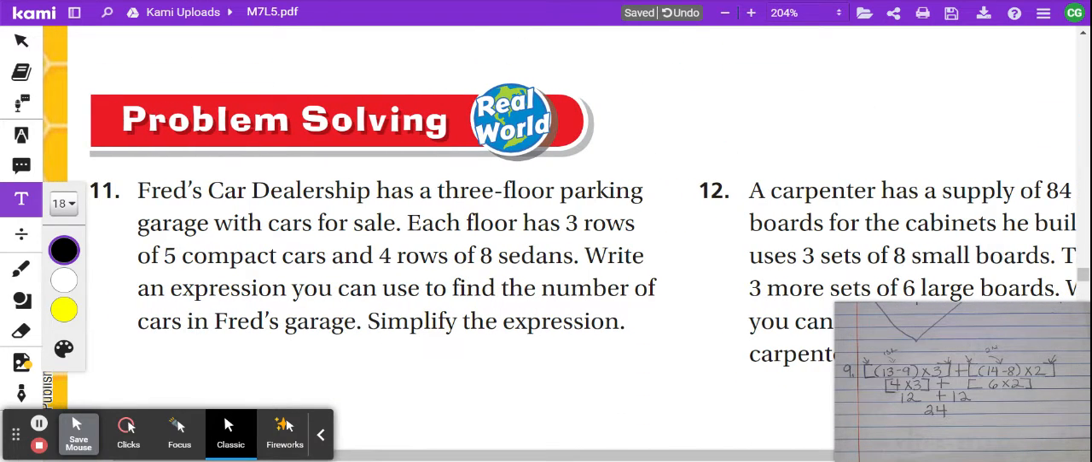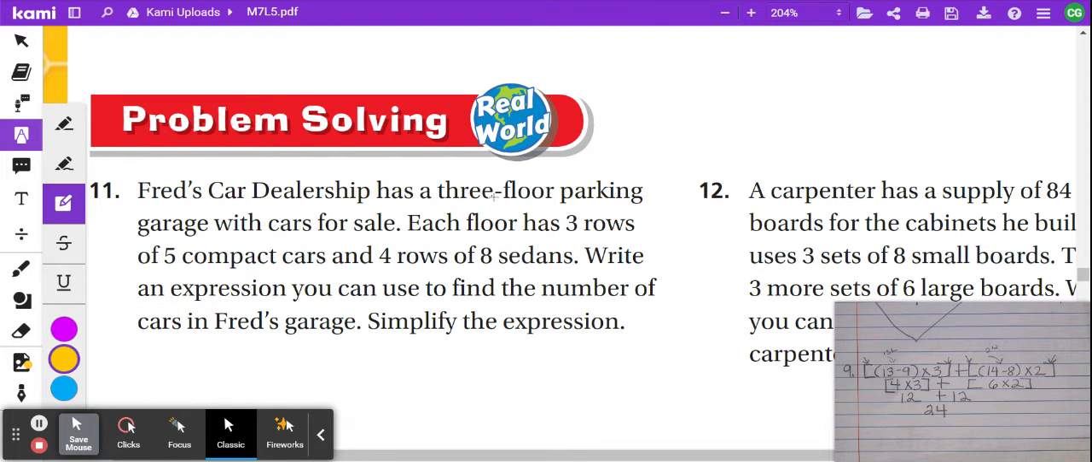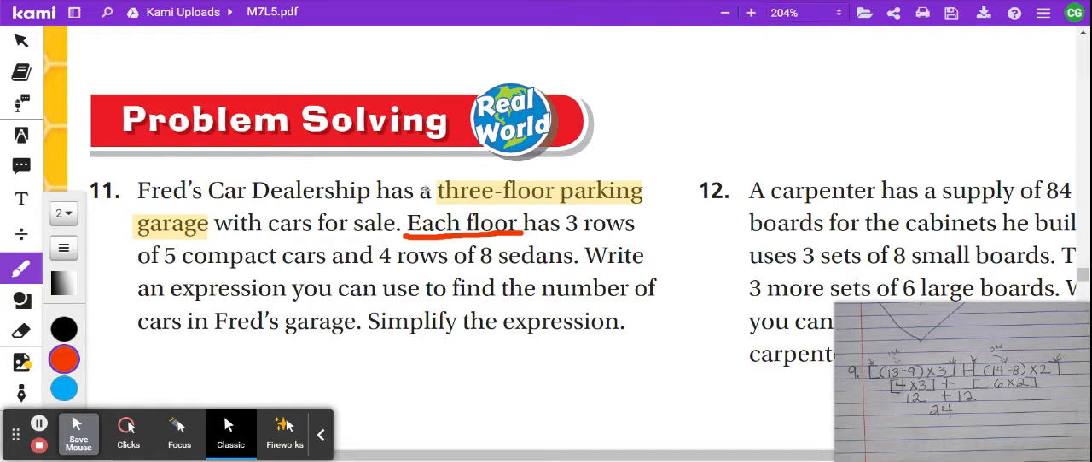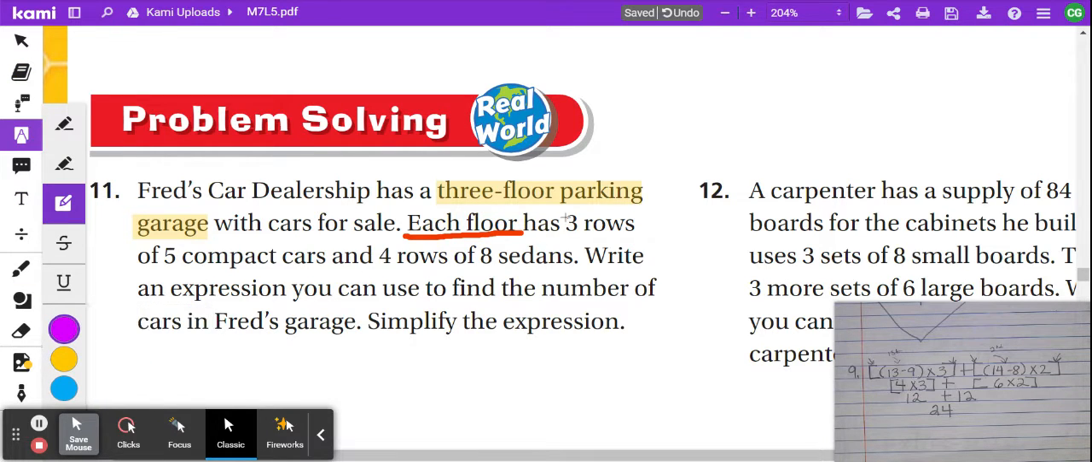All right, so let's look at number 11. Fred's car dealership has a 3-floor parking garage with cars for sale. Oh, wow, that's interesting. Each floor has 3 rows of 5 compact cars. Oh, that's also interesting. So I'm going to come over here, and I know that there's 3 floors. 3-floor parking garage. I know that for sure. And it says that each floor has 3 rows of 5 compact cars. So that's another important information. I'm going to switch that over here.